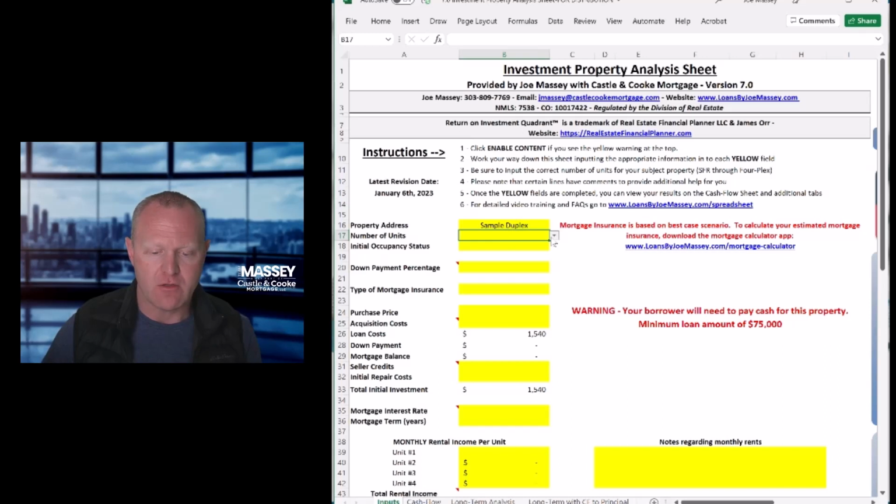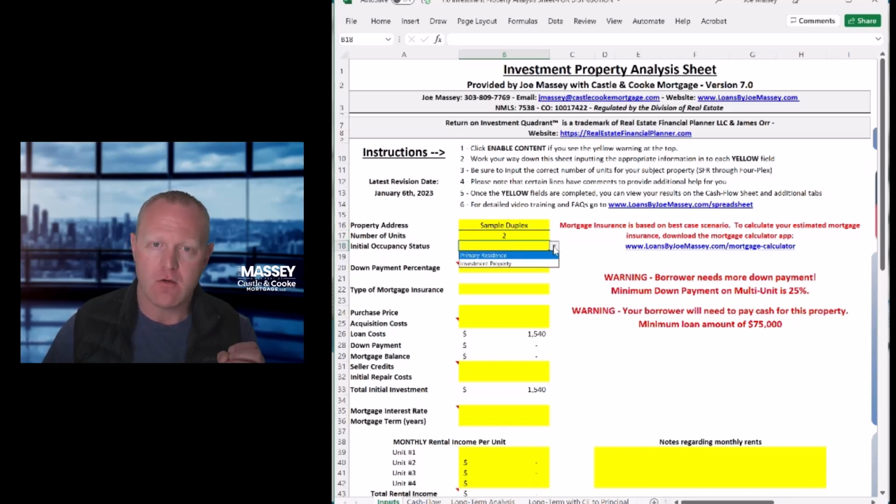So number of units, you click on this drop down. This spreadsheet works for single family, duplex, triplex, or fourplex. If you're looking at bigger properties, this would not be right for something like that. This really is for residential properties up to 4 units. So this was a duplex that they purchased, and this works for primary residence.